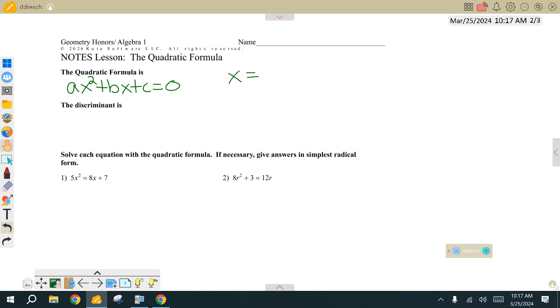Okay, the variable that we're using here, x equals, negative b. That b value is coming from right here, just like we did with factoring. Plus or minus. Why plus or minus? Well, how many solutions do we typically get in quadratics? Yeah, we typically get 2. The square root of b squared minus 4 times a times c, all of that divided by 2 times a.